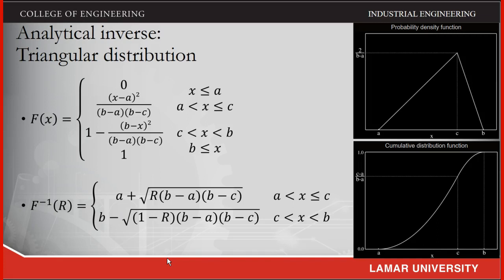The expression that we have for the inverse is a function of the random number and will yield the value of x. We can see from the graph of the cumulative distribution function that the critical value for r that will define which of the two functions will be used is the value of (c minus a) divided by (b minus a). If the random number is larger than that, it will use the inverse for the range between c and b, and if the random number is less than that critical value, the inverse that will be used corresponds to generating random numbers between a and c.